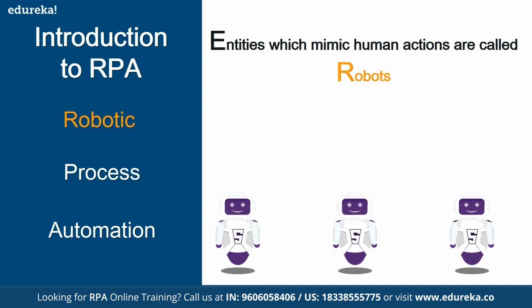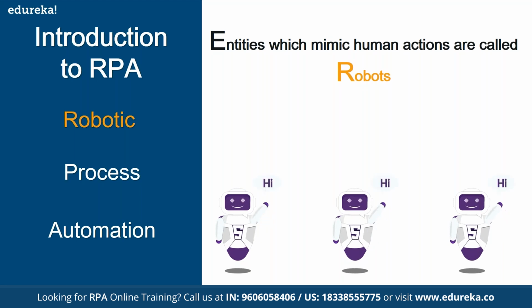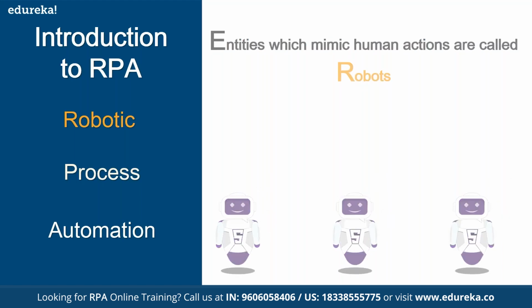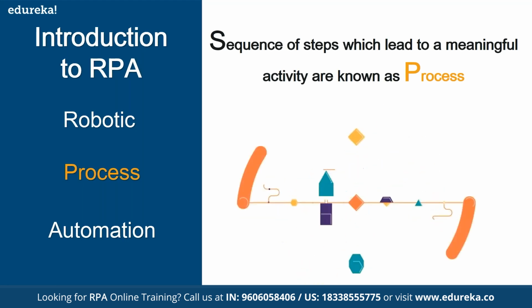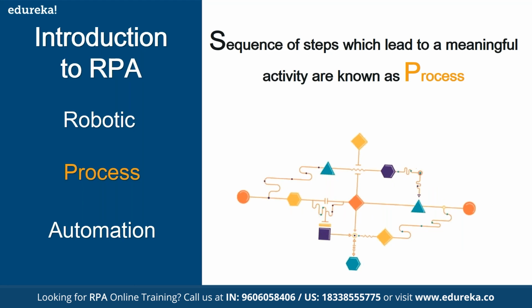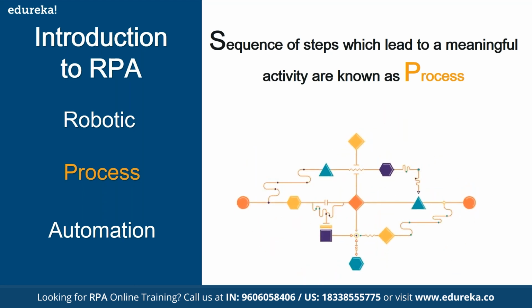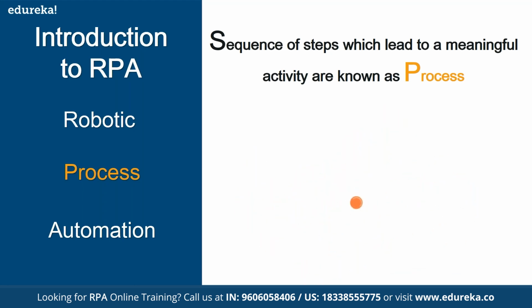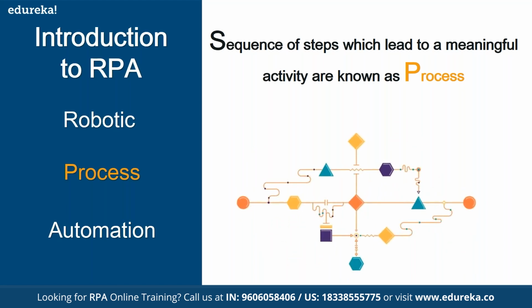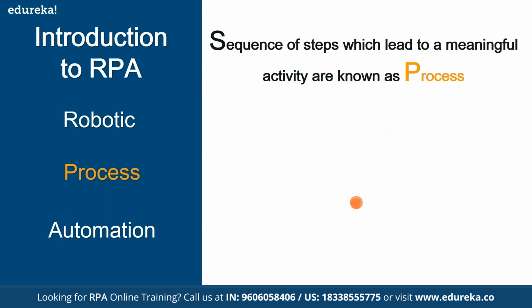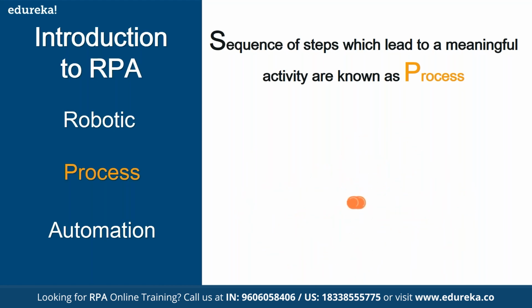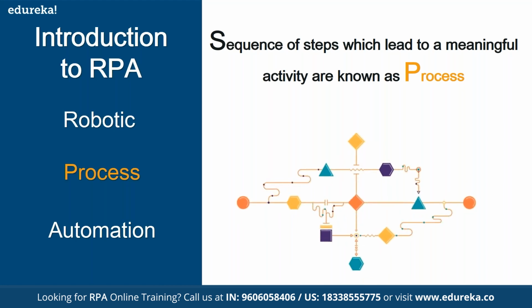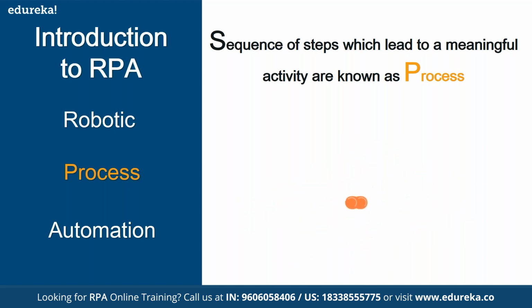Then what will it mimic? What type of work does this robot have to mimic? That is the process, the next word. In every business, every project, if you are an employee of any industry, not just the software industry, any industry for that matter, if you are working on a project or as an individual contributor, you will be working on a particular business process.